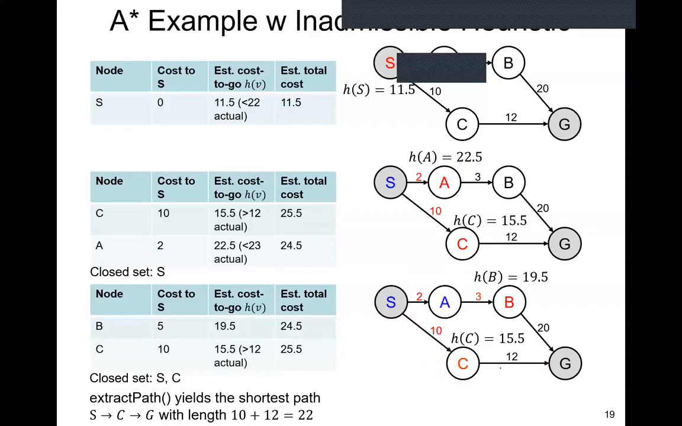Now, what happens if the heuristic is inadmissible? That is, if you did not always underestimate the cost. So suppose here you have overestimated the cost to go function. You estimate the cost to go is 15.5, where the actual cost to go is 12. Then what happens is that you should expand A, because A has a lower estimated cost. Yeah, I think I should put A before C.